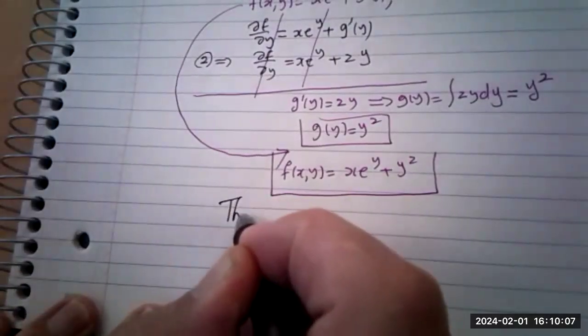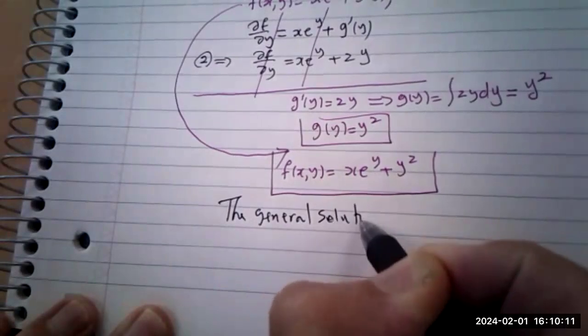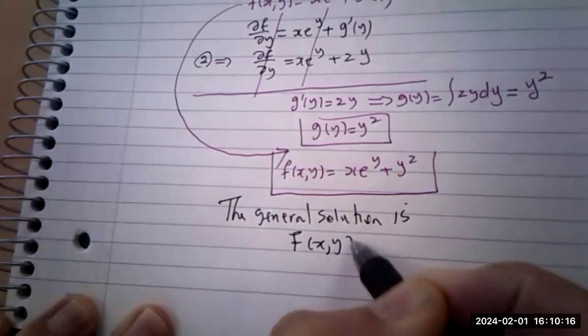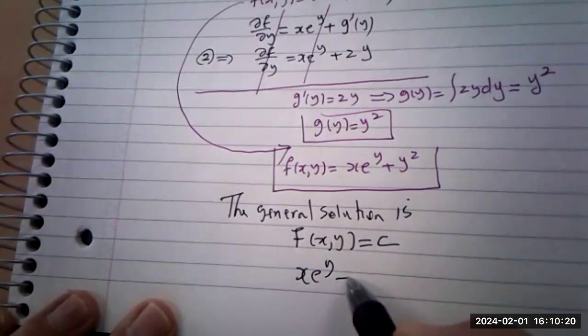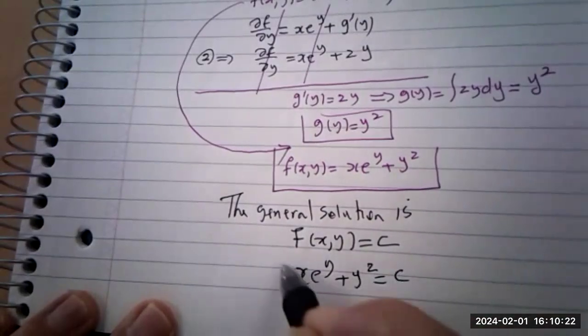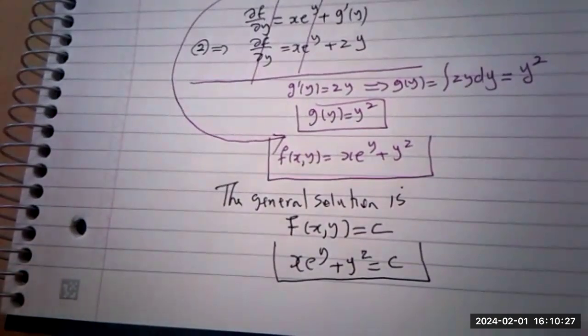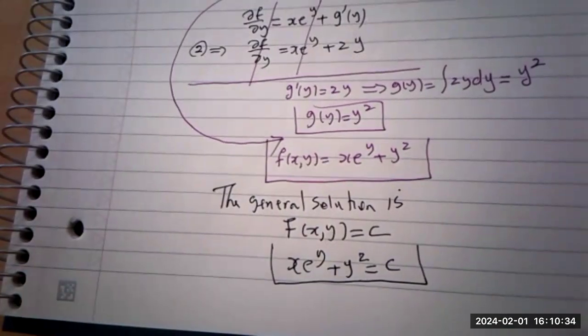So the general solution is when you let f of x, y be equal to c, a constant. So x e^y plus y squared equals c is going to be the final answer. You're going to find y implicitly. You're not going to have y equal to. There is a y inside, so go and find it. So it's a very straightforward problem among the ones that we have.